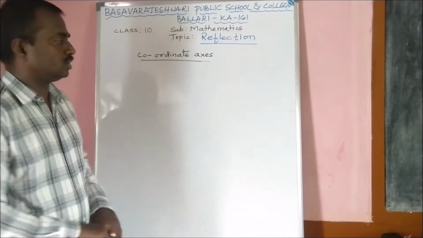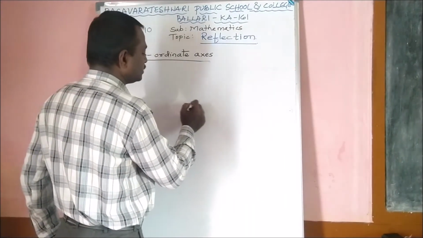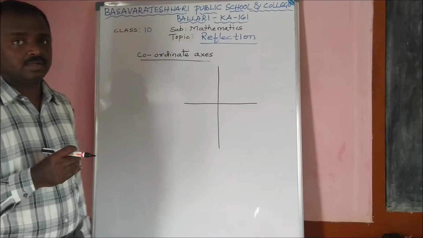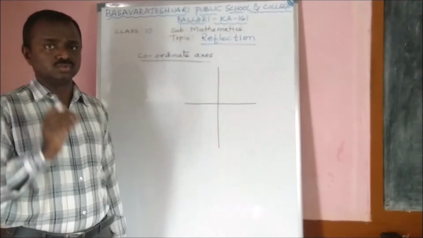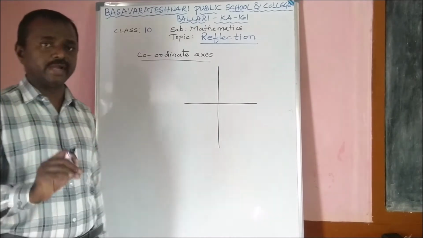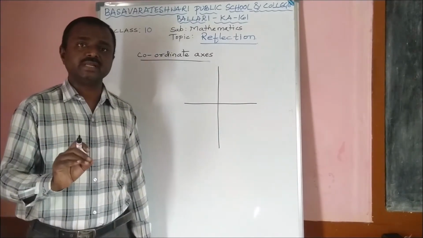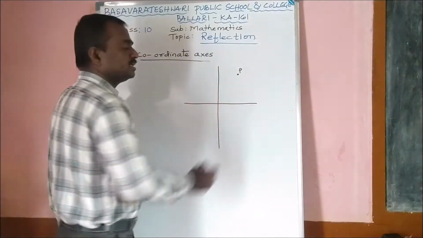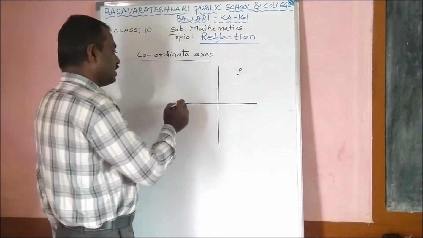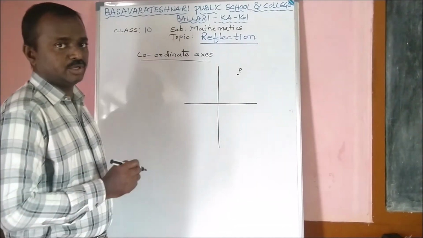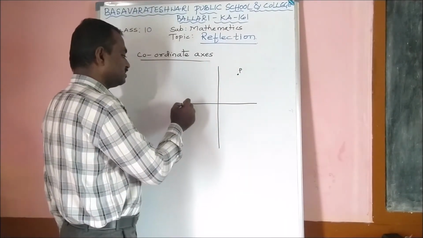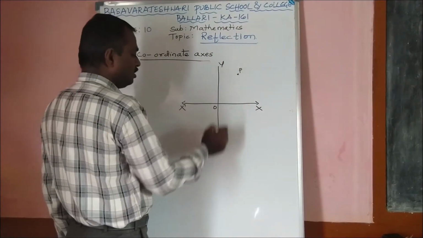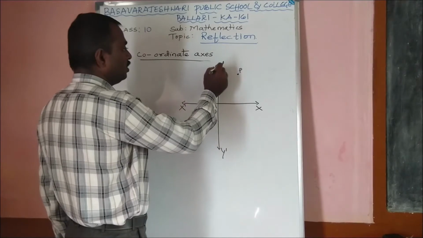Coordinate axes are two mutually perpendicular lines which are used to locate the position of a point in a space. And we are naming these two mutually perpendicular lines as the horizontal line x dash O x, and y O y dash.